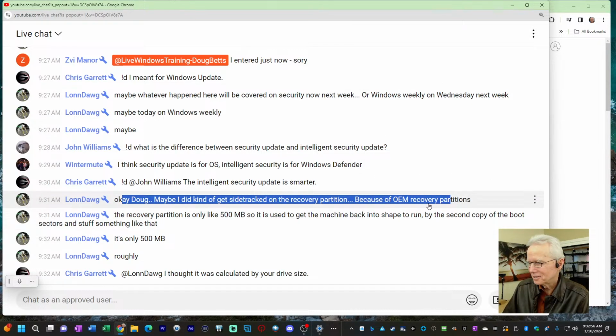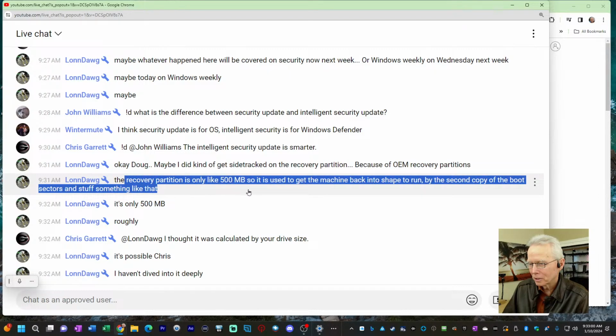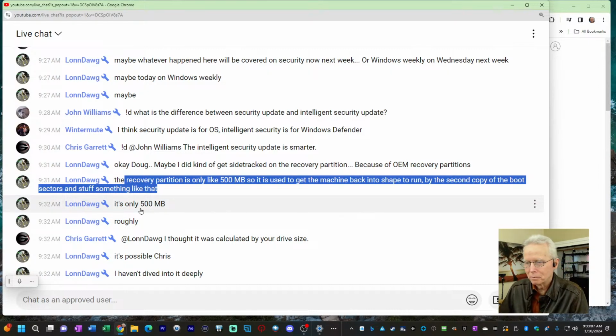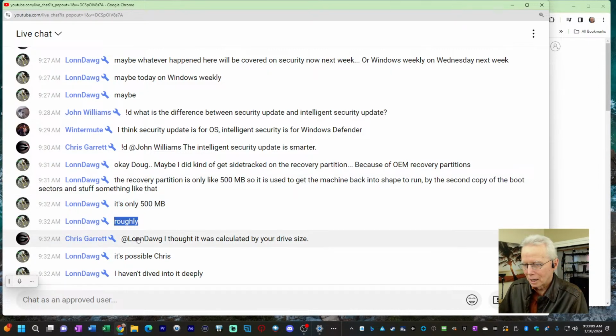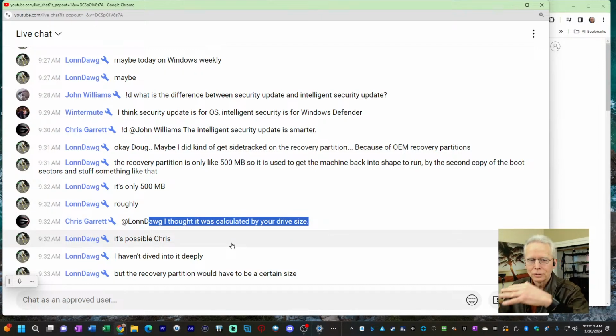Maybe I did get kind of sidetracked on recovery partition because of OEM recovery partitions. Recovery partitions are like 500 megabytes. It is used to get the machine back into shape to run, by a second copy of the boot sectors. I like to think of it as just a very slimmed down Windows desktop that can make surgical modifications to your normally bootable operating system.